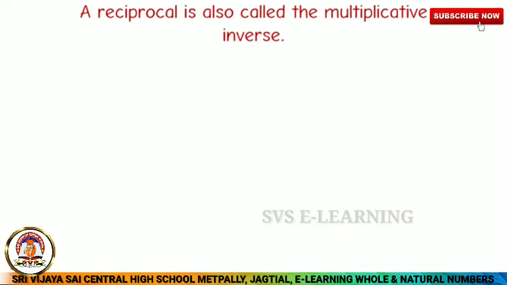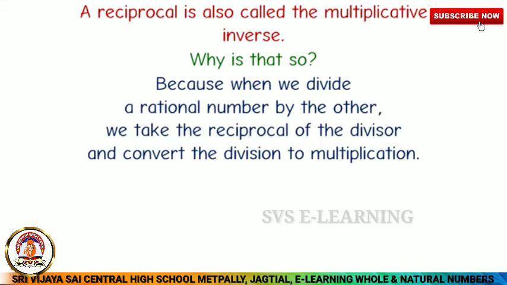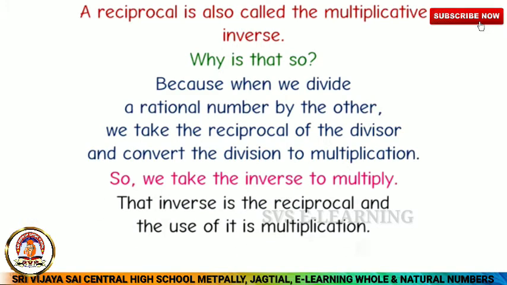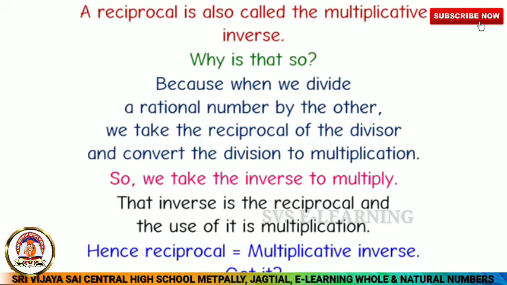A reciprocal is also called the multiplicative inverse. Why is that so? Because when we divide a rational number by the other, we take the reciprocal of the divisor and convert the division to multiplication. So, we can take the inverse to multiply. That inverse is the reciprocal and the use of it is multiplication. Hence, reciprocal is equal to multiplicative inverse. Get it?